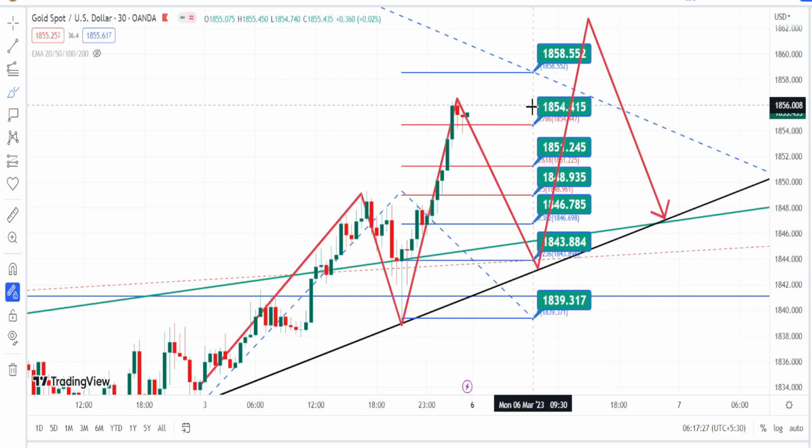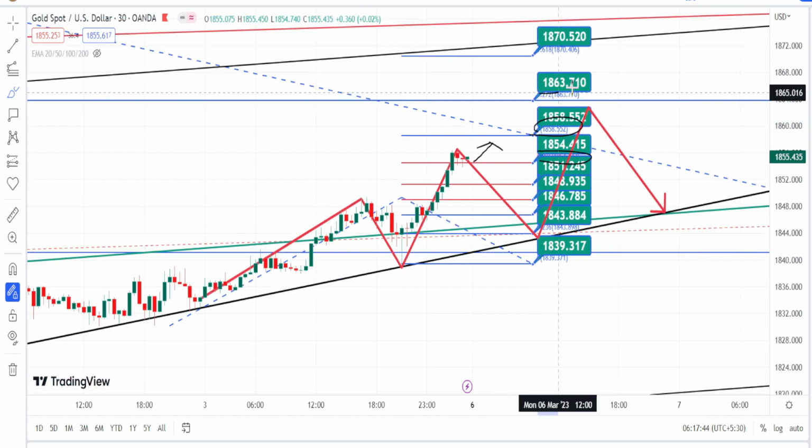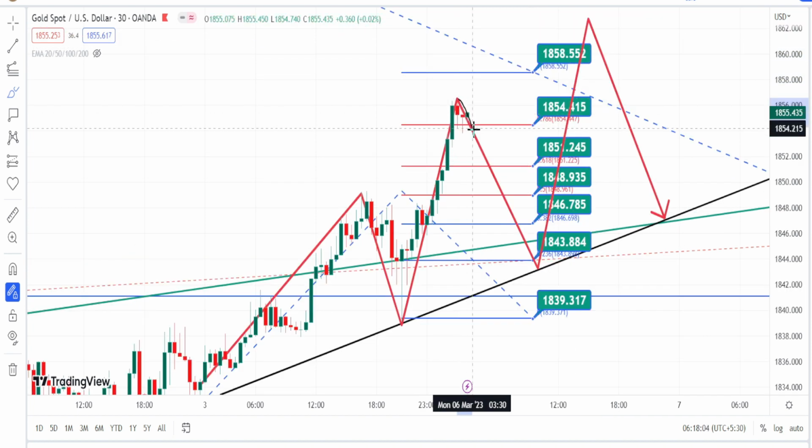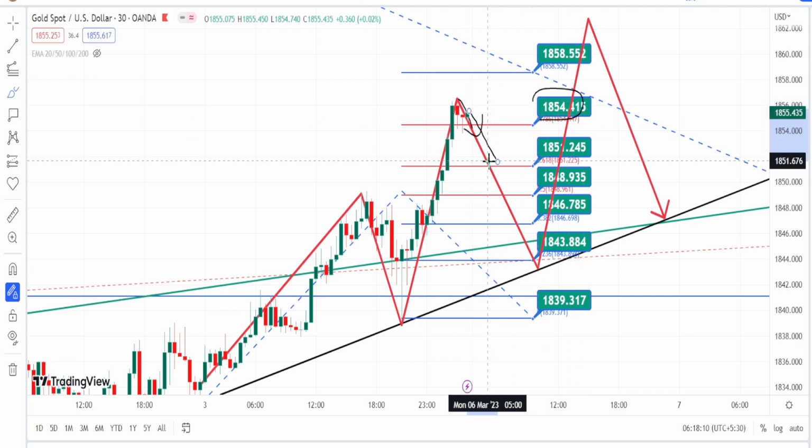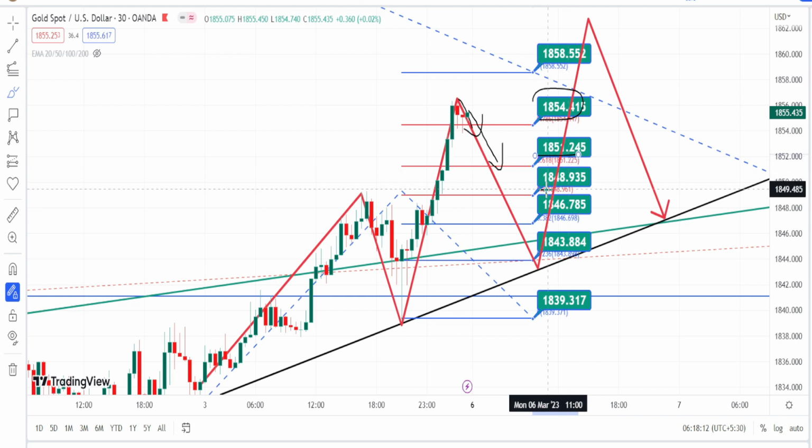For now, the price action is trading between the support level of 1854, and if the bullish side retracement continues, next level of resistance is going to be around 1858, 1863 and 1870. On the other hand, if the bearish side retracement starts from the support level of 1854, next level of support is going to be around 1851, 1848, 1846, 1843 and 1839.